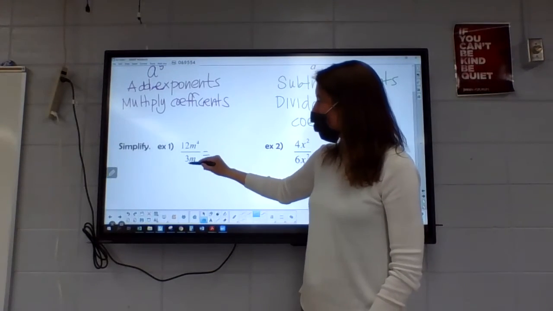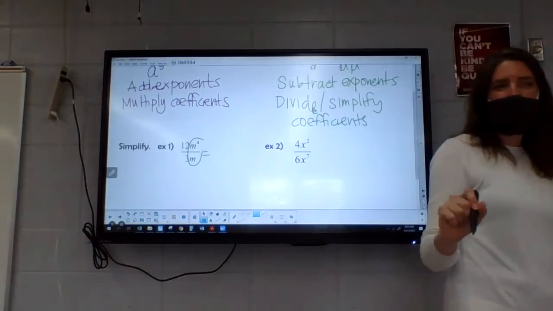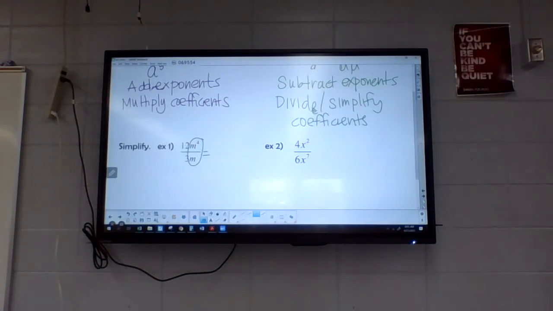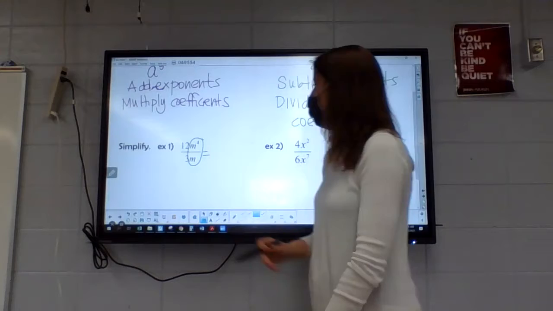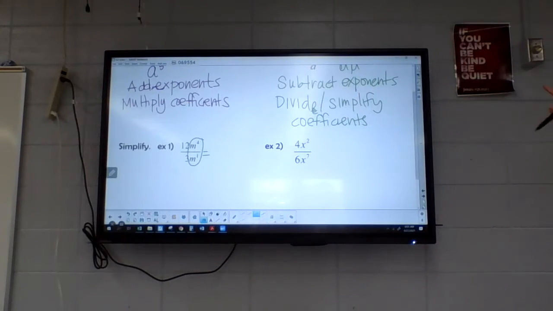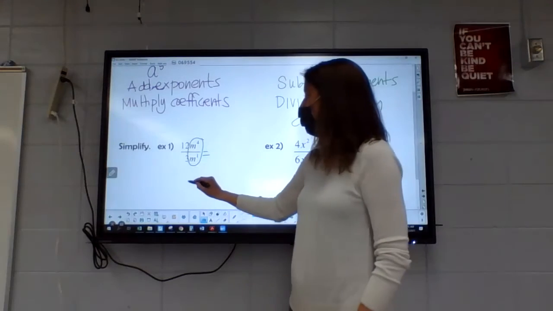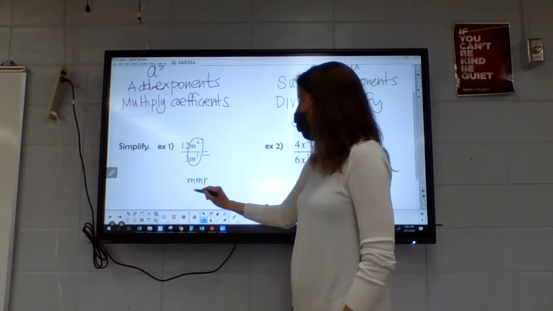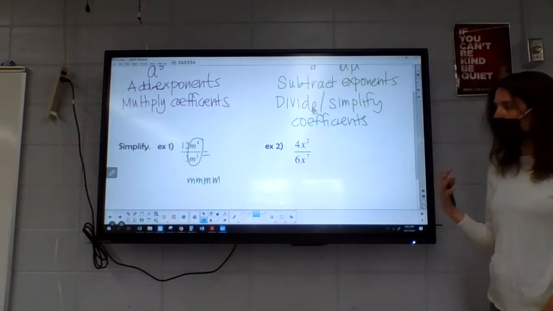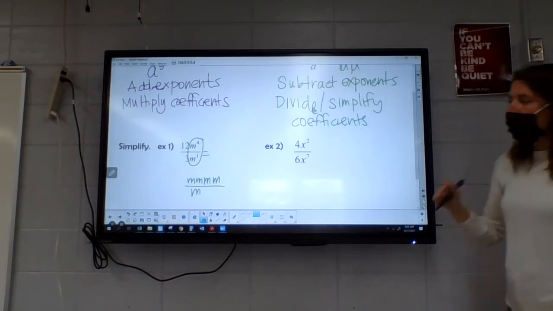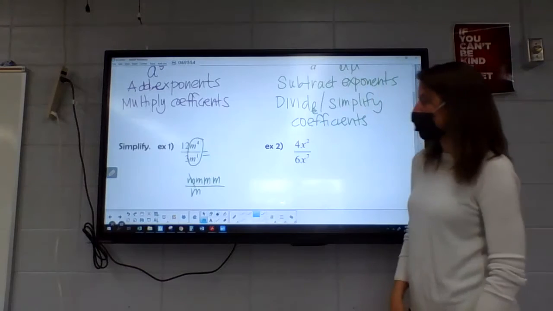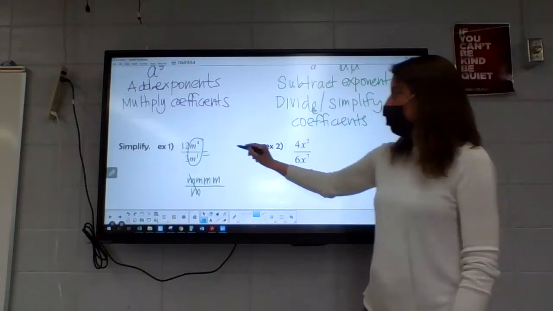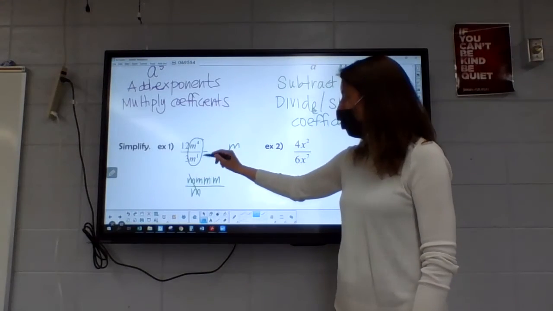I have m to the 4th over m. Do you guys remember what m's exponent would be there then? 1. A 1, thank you. So I need to subtract those exponents. So I'm going to do 4 minus 1. Now if you ever forget this rule, you can think of it as there's 4 m's on the top and 1 m on the bottom. So that means there's going to be 3 left on top. So an m to the 3rd, 4 minus 1 is 3.